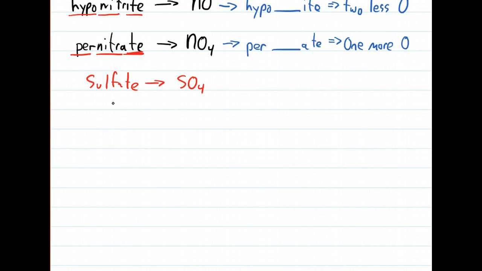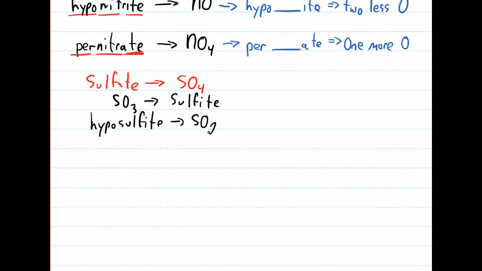But the same thing applies to sulfate. So if we do SO3, what is that going to be called? Sulfite. And then we can do hyposulfite, which is going to be what? SO2. Make sense?